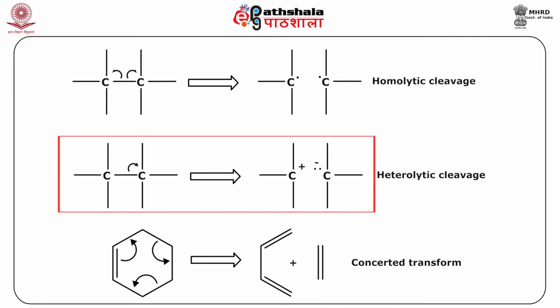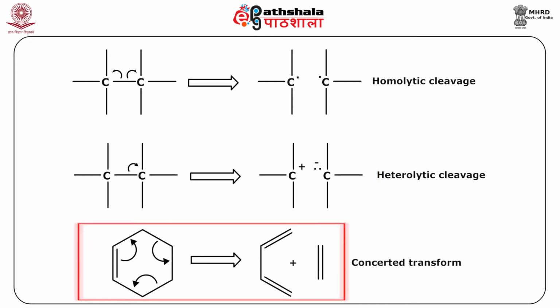Talking about the concerted transform, the concerted transform is a simultaneous or a concerted thing, and this leads to the formation of neutral species, as you can see in this particular figure. This cyclohexene, as these electrons movement take place, they will be resulting in these two fragments, one butadiene and another ethene. So, there is a simultaneous shift of these electrons happening and that is leading to the cleavage of these bonds.